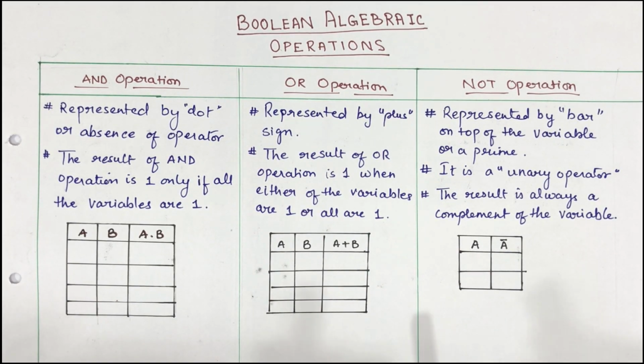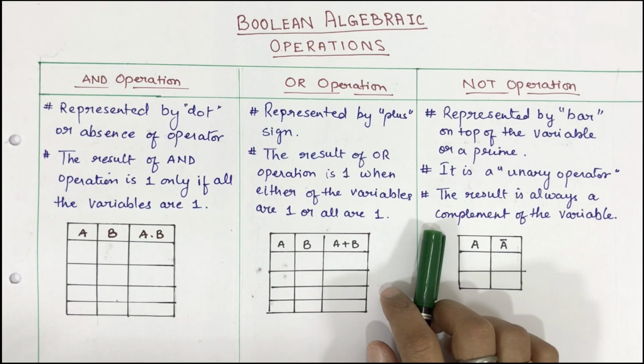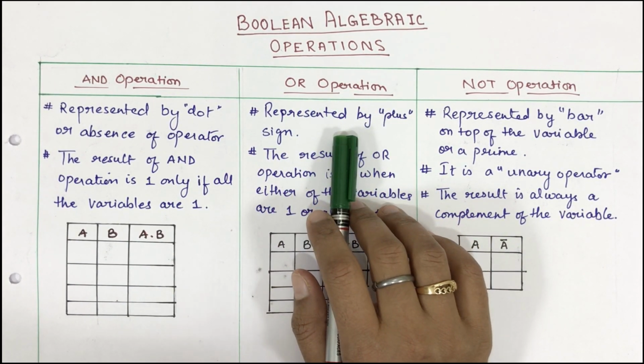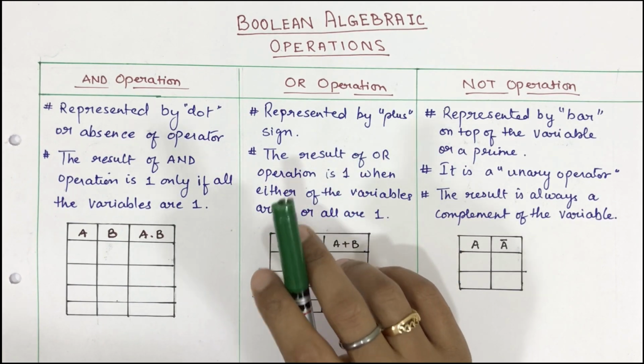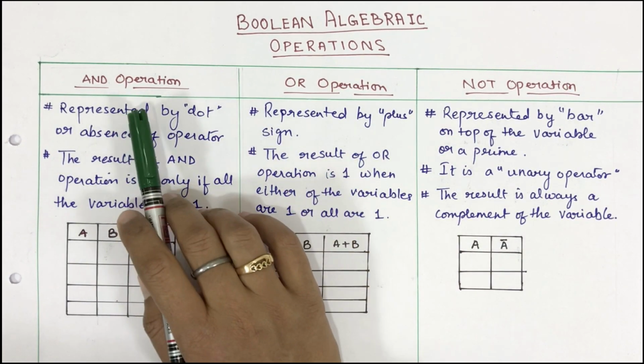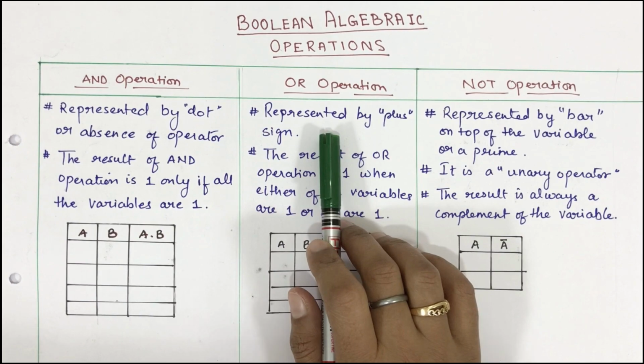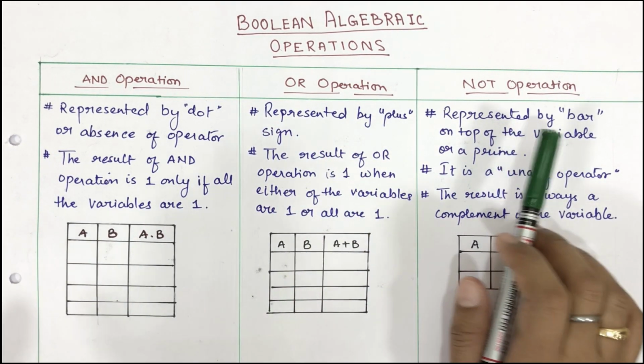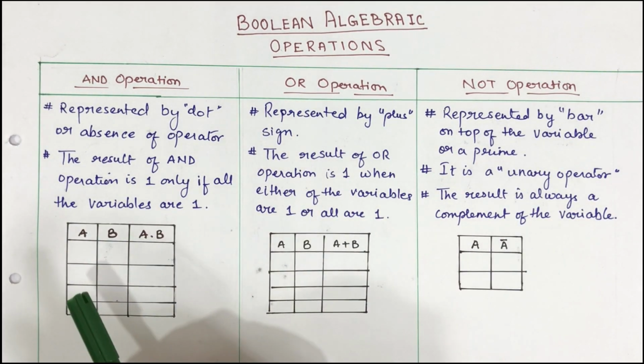In the last video, we discussed Boolean algebra. In this video, we are going to see what Boolean algebraic operations are. As we know, there are three operations: AND operation, OR operation and NOT operation. So, starting with the AND operation.